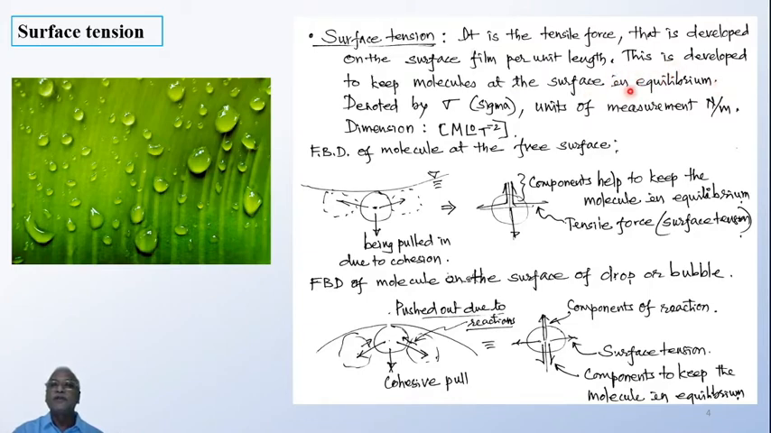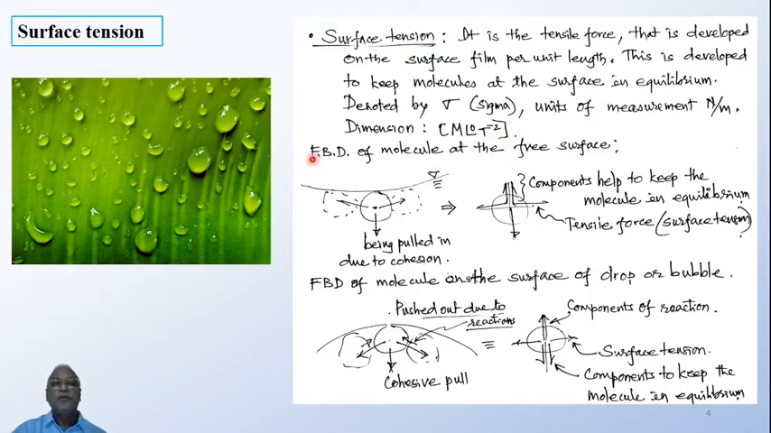The surface tension is denoted by sigma. The units of measurement will be Newton per meter length, because it is defined as force per unit length. That's why the units will be Newton per meter length. Obviously, the dimension becomes M L raised to 0 T raised to minus 2.